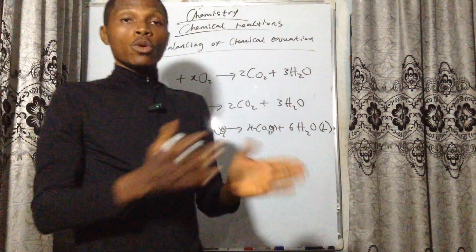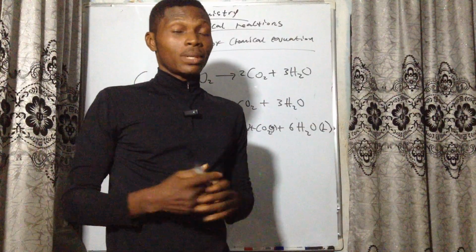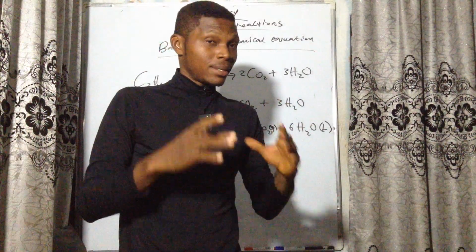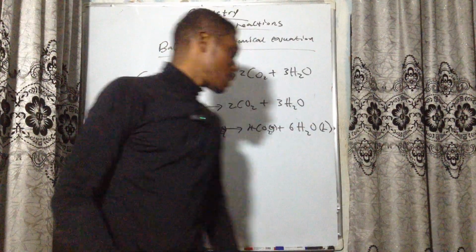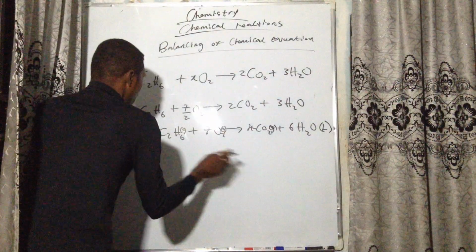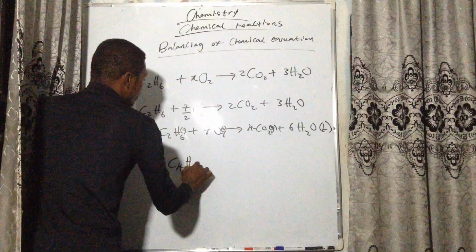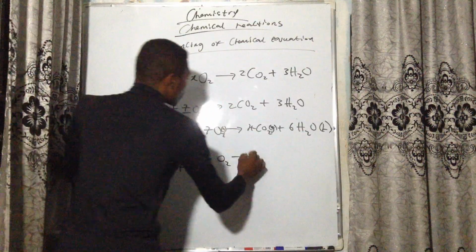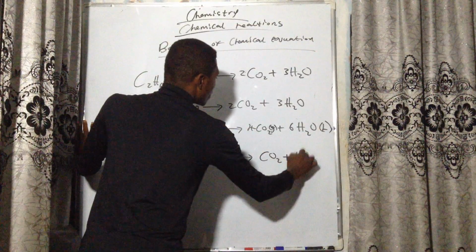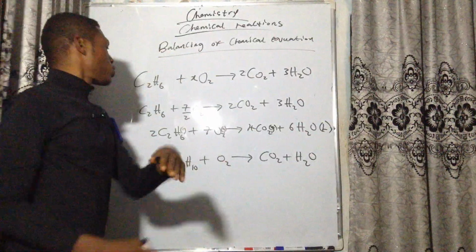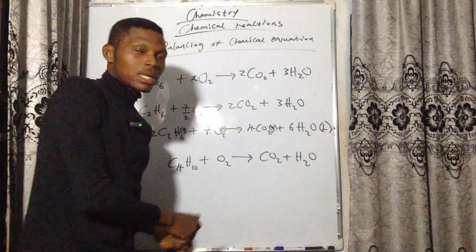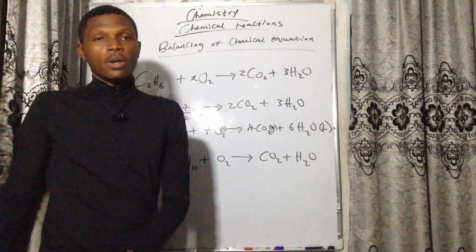So please know both of them. They are very, very important. Try to learn both and understand it. Okay? Try to learn both. So in the meantime, you can balance this one. Balance butane, C4H10 plus O2, giving us CO2 plus H2O. Now balance this one using the first method and the second method. All right, you can go.